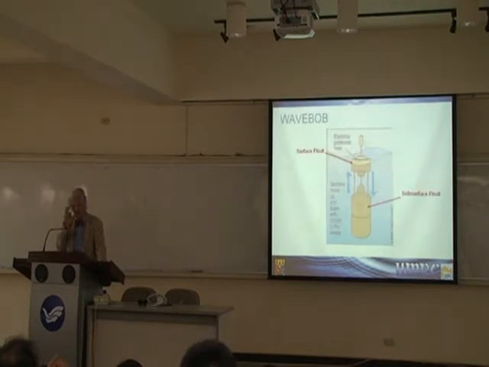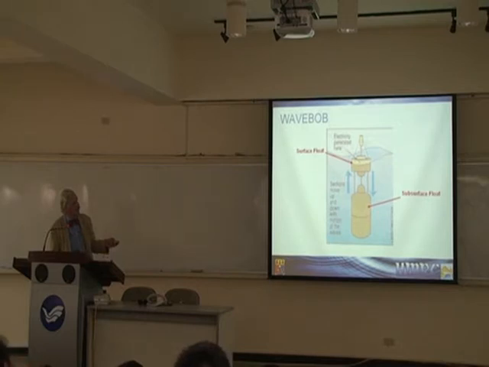So the Wavebob device really consists of two floats. There is one large float which is below the sea level, and one float which is on the surface. The float on the surface is toroidal in shape, and it moves up and down vertically with the wave motion. The float which is submerged hardly moves at all. It has a very large inertia and has very low movement as a result of the wave motion.